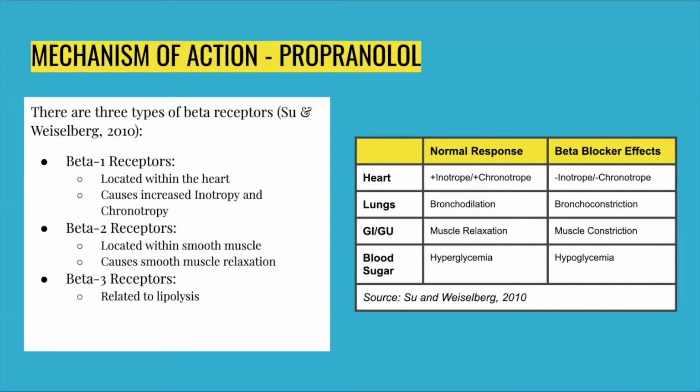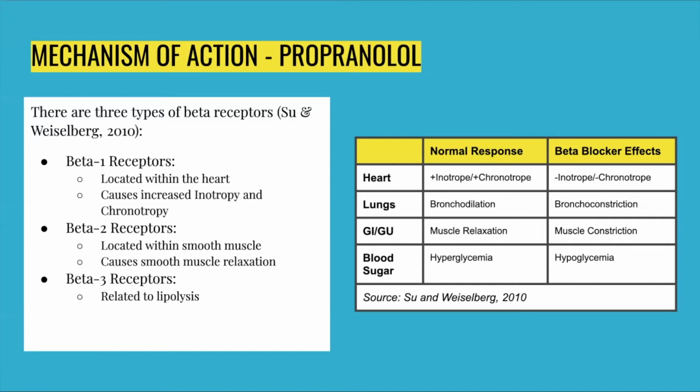Beta 1 receptors are mainly located in the heart and have a positive chronotropic and positive inotropic effect. When they are activated, a series of events occur which ultimately leads to an increased level of calcium. And as we just reviewed, increased calcium means increased cardiac contraction and heart rate.